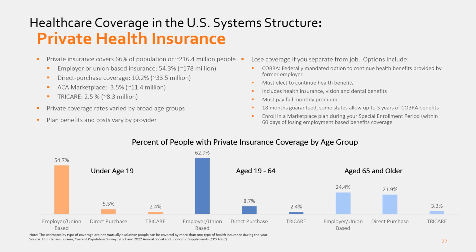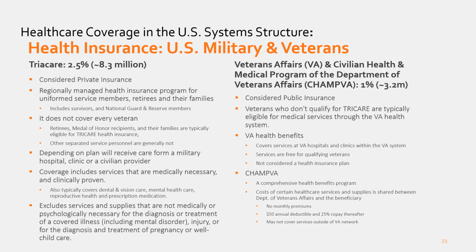Private health insurance covers 66% of the population, with employer-based insurance covering the majority of people in all age groups. Plan benefits and costs vary by provider, and you will lose coverage if you separate from your job. The last two types of insurance are for the U.S. military and veterans. Both TRICARE and CHAMPVA cover a wide range of medical care services for free within their respective systems.